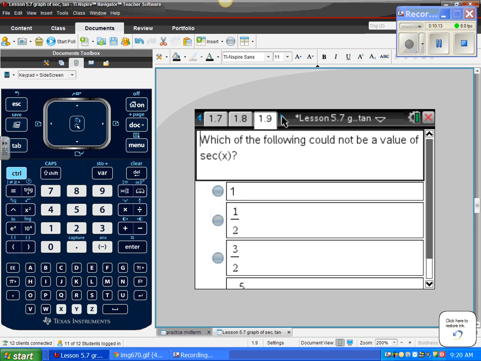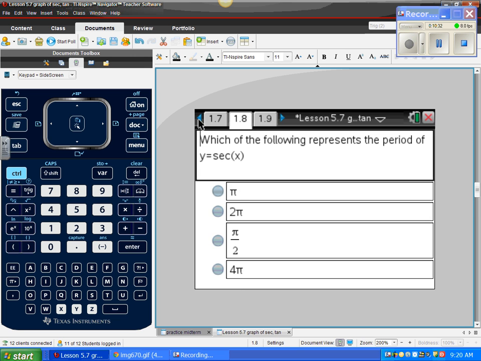All right, which of the following could not be a value of secant? Nope, we can have 3 over 2. We can have 5 over 4. We can have 1. We can't have a half. Why?